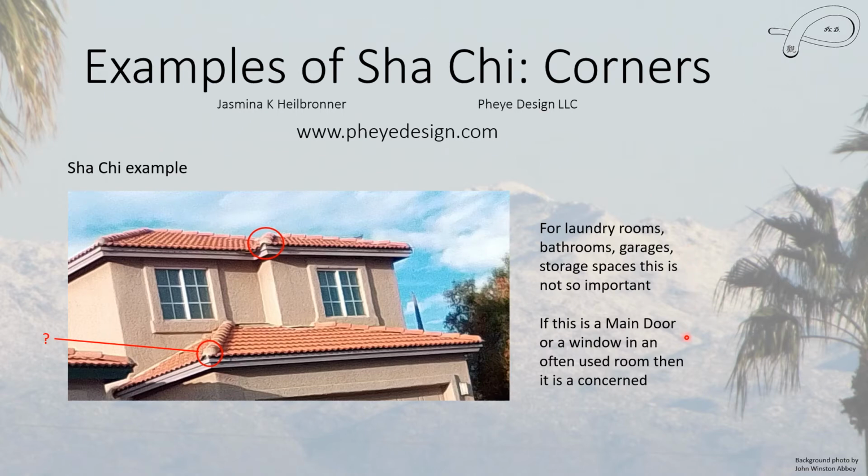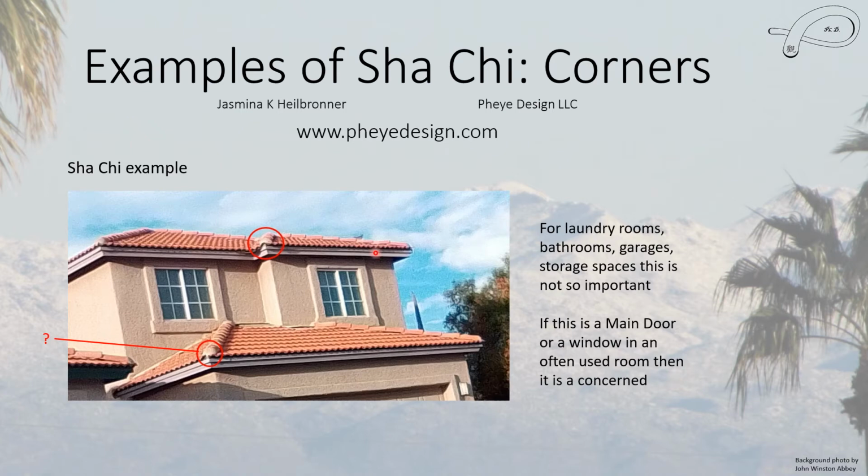But if this is what you see from your main door or a window in a room that's used often, which I'm assuming is an important room, which could include the kitchen or a bedroom or a home office, then yes, we want to worry about mitigating these. If you can plant a tree here that can block the view of this, especially this one, that's good. And once it grows tall enough, you don't have to keep mitigating it.